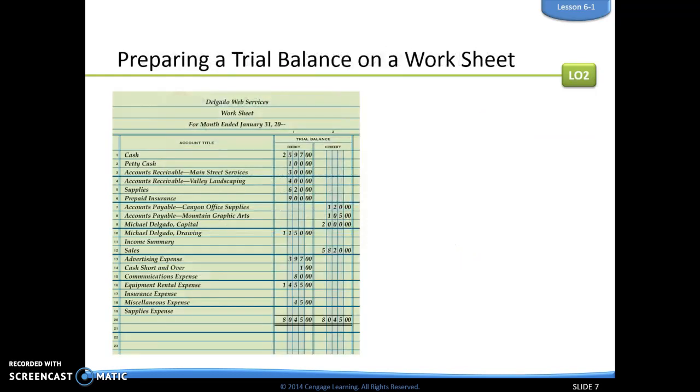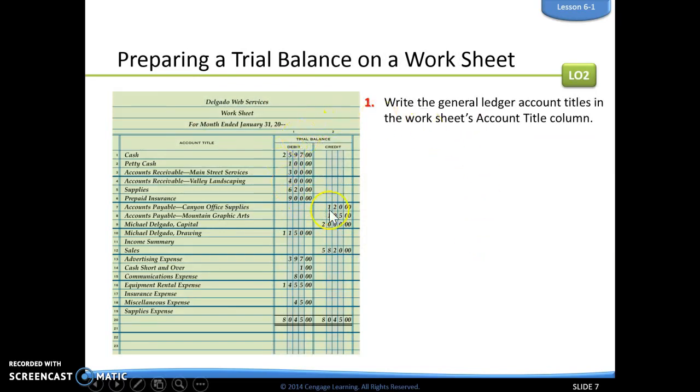Preparing the trial balance on a worksheet. So these first two columns are going to be our trial balance part of the worksheet. So this is not the complete worksheet. This is just the first two columns. First thing that we're going to do is write all of our general ledger account titles in the worksheet account title column. So we are going to have all of the accounts that we have in our general ledger written here. All we're simply going to do is find our general ledger, and we're going to copy each account down in the order that they show up in our general ledger.